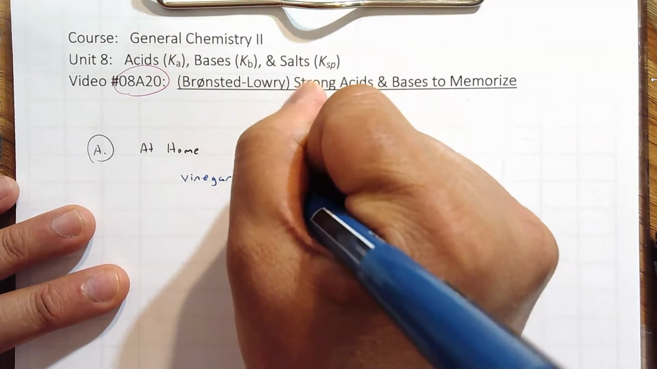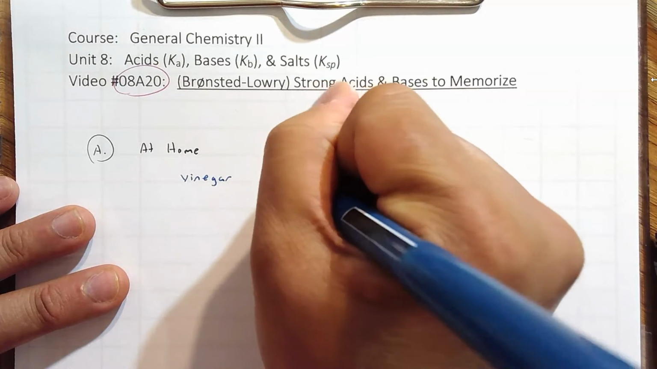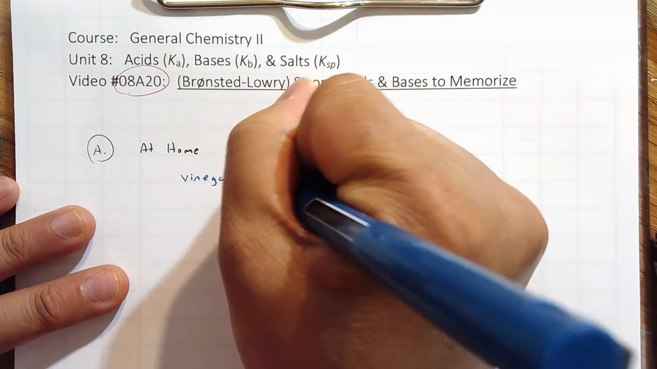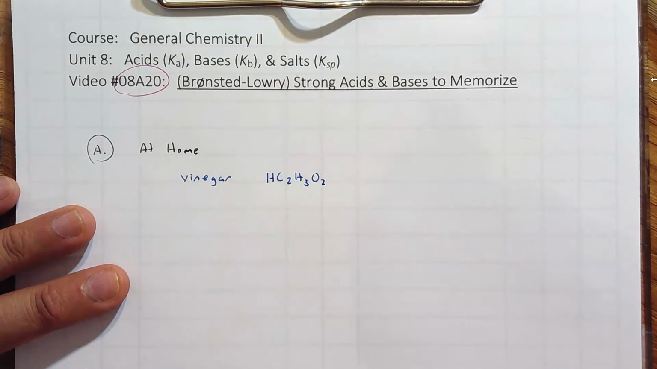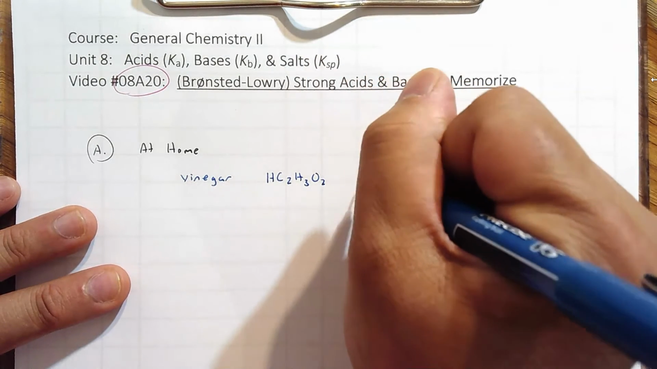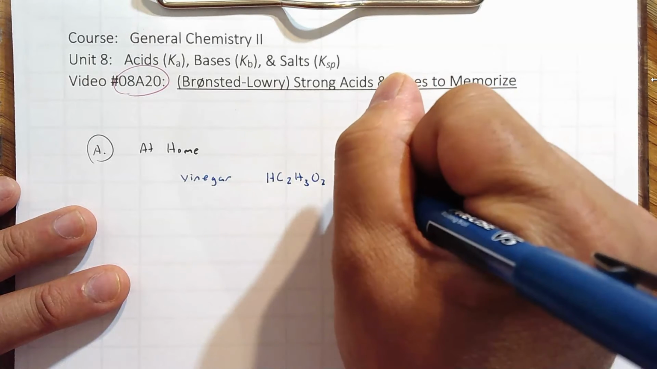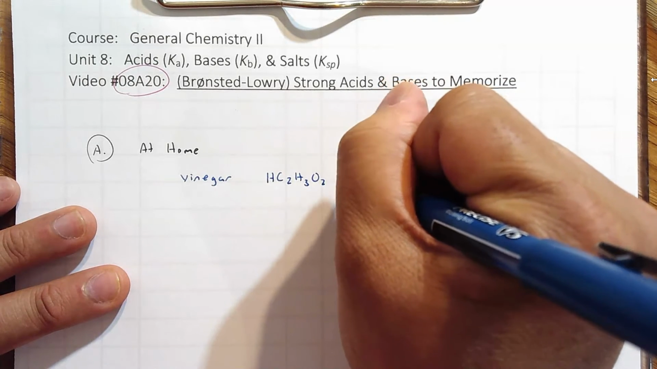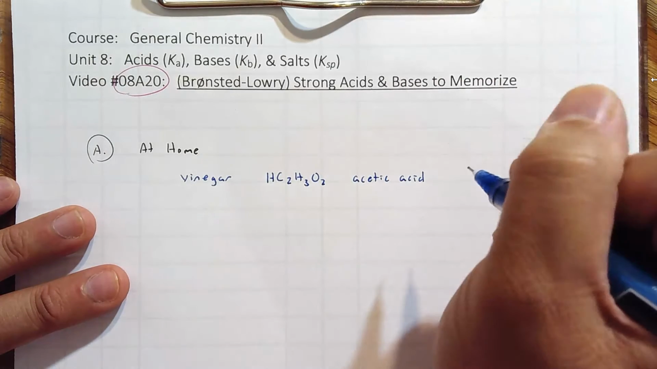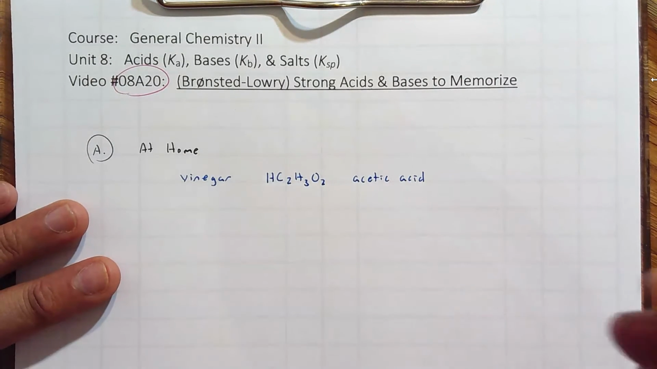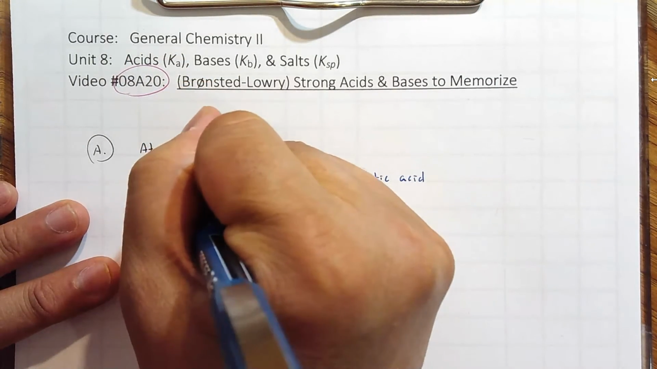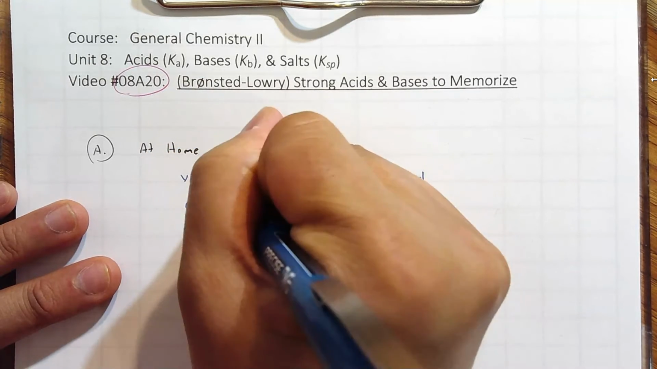You know that acetate is C2H3O2 minus, but when you make it an acid, you add a hydrogen. That's acetic acid. So vinegar is acetic acid. I think about a little bit below 5% in water. Another acid that you may be familiar with is gastric acid, your stomach acid.